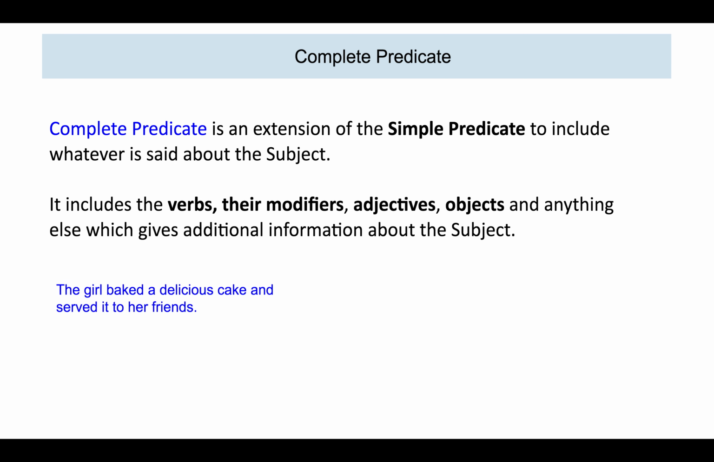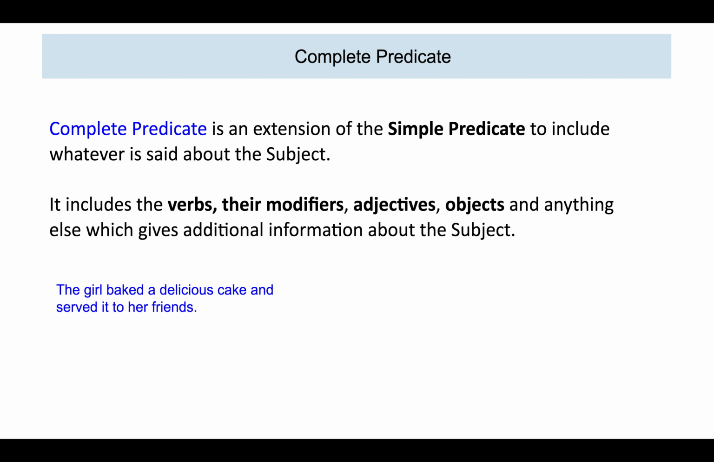Let's take an example. The girl baked a delicious cake and served it to her friends. Now this is a long sentence because it has got so many things. Let's first identify the subject, which is the girl. Now, what did the girl do? She did two things. She baked and she also served. So we have two verbs there.